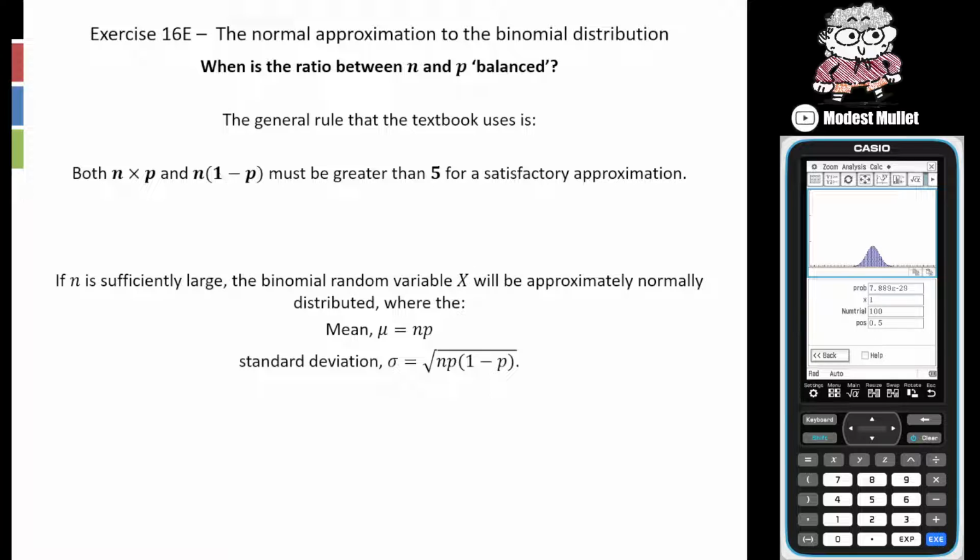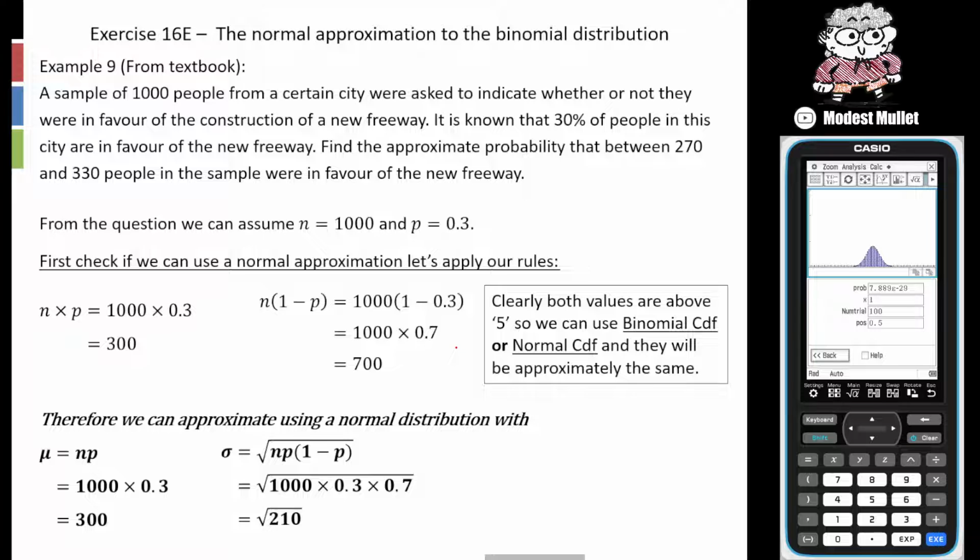From that, what we can take away is, if n is sufficiently large and p is an okay value, and we meet this requirement, we get to use some normal distribution work, even though it's a binomial. We get to say the mean is equal to np, and the standard deviation is going to be the square root of np(1 minus p). And we're going to use those.